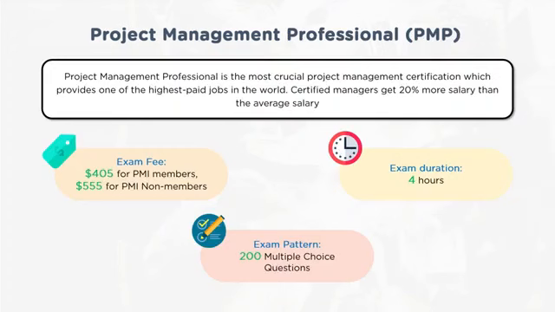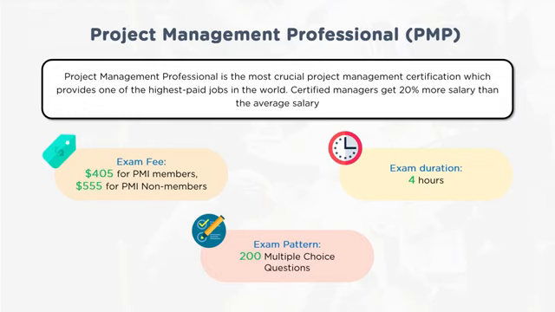So project management professional, as I mentioned, is the most acknowledged, given the value the certificate carries, which has resulted in certified professionals landing the highest paid jobs in the world. Certified managers get 20% more salary than the average salary. To take up the examination, one has to go through formal training of 35 hours. That is one of the prerequisites, and there should be experience of 4,500 hours of managing projects by leading various activities of a project.